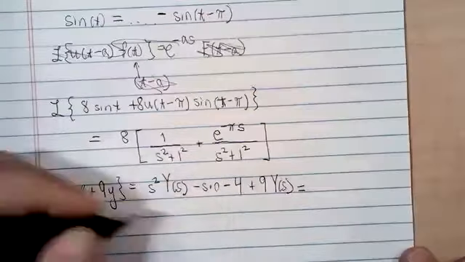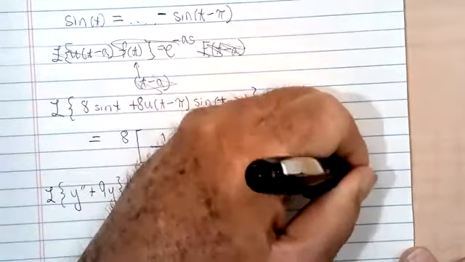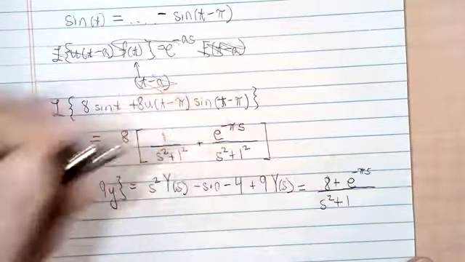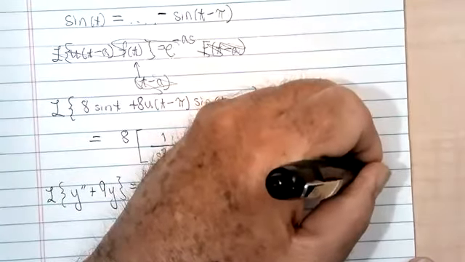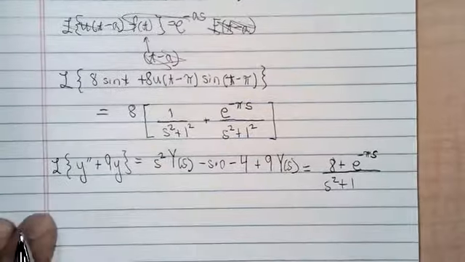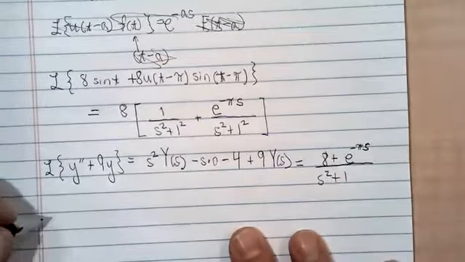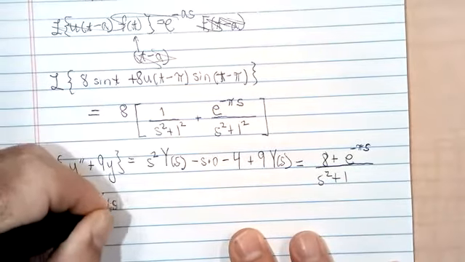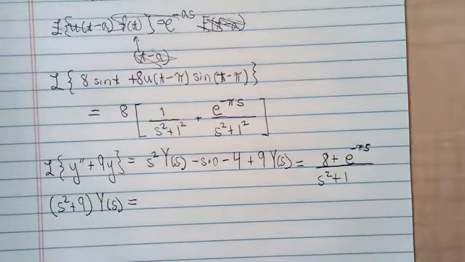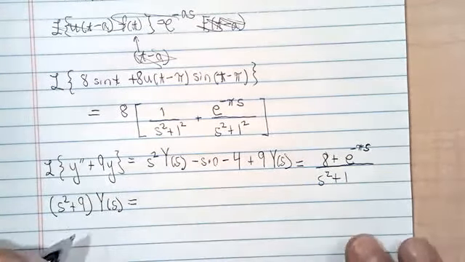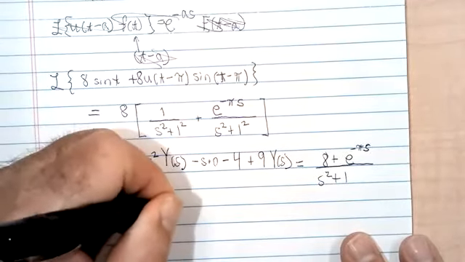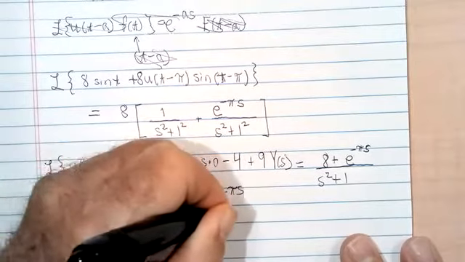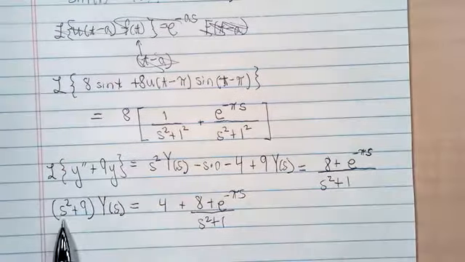And I think I'll write it this way. It's easy to take it back apart later. We probably will want to, but I have limited room here. And that's an S, not a 5. Okay, so I want to solve this thing. So I have s squared plus 9 cap Y is equal to, let's see, I put this 4 on the other side. 4 plus 8 plus e to the minus pi s over s squared plus 1. And then divide through by s squared plus 9.